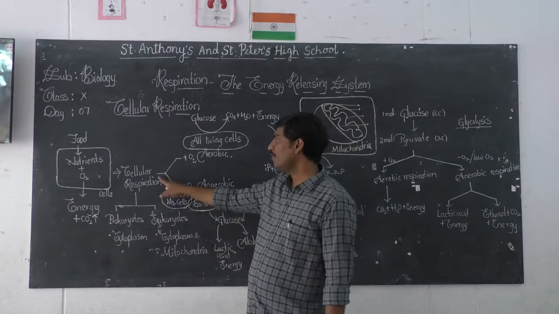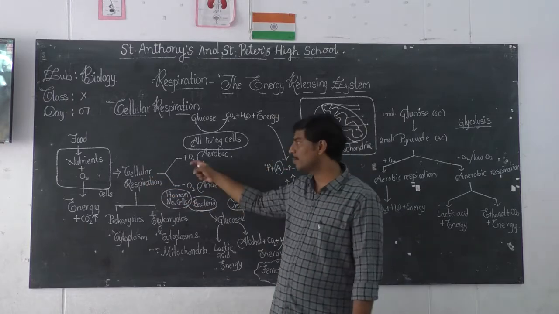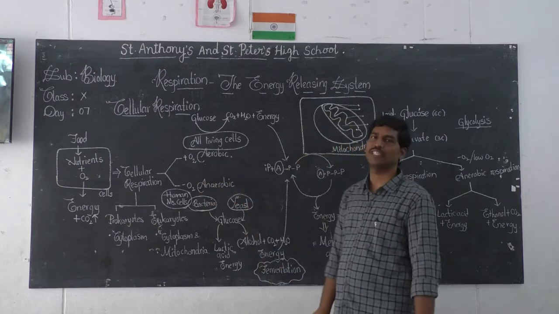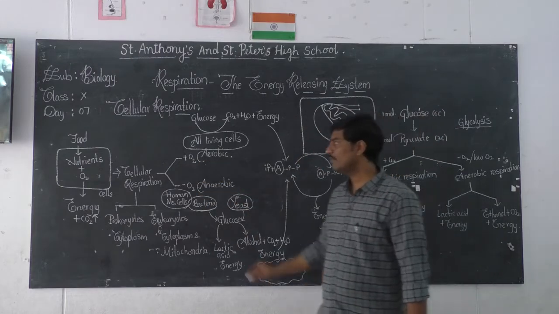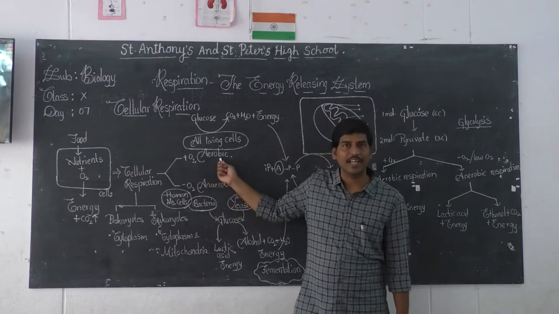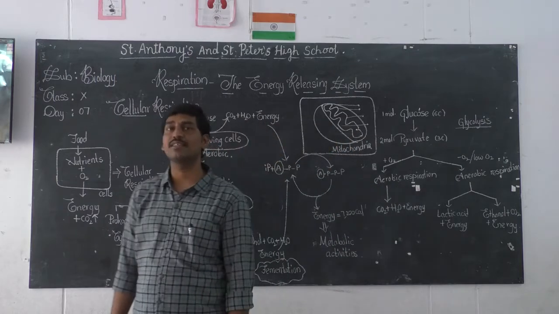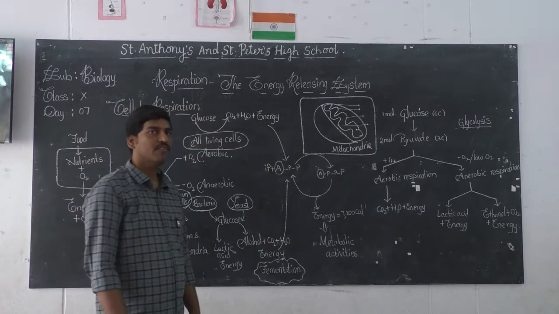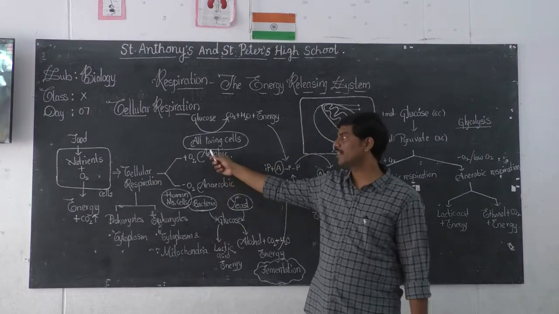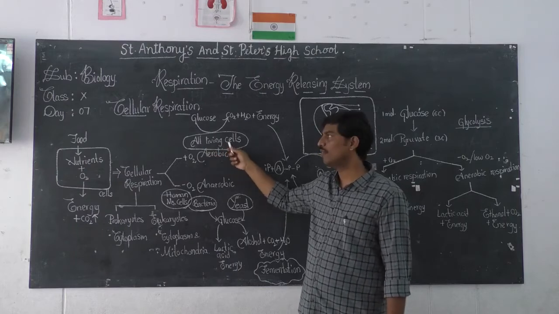If this process of breakdown of nutrients can take place in the presence of oxygen, or it can even take place in the absence of oxygen also. Now, if this process takes place in the presence of oxygen, then we call it aerobic respiration. The process of breakdown of nutrients in the presence of oxygen, we call aerobic respiration. This aerobic respiration takes place in almost all living cells. That may be plant, that may be animal, whatever it is.